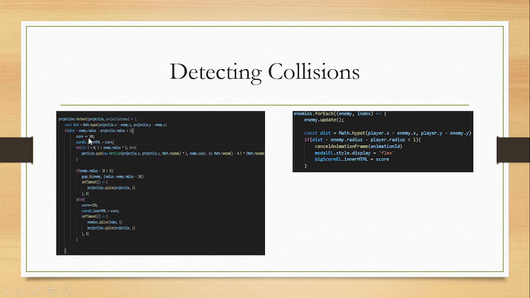For detecting collisions, as you can see here for the projectiles, the score plus equals 100 whenever it hits. Then here, if the enemy radius is larger than 5, only the projectile gets spliced out of its array because the enemy is too large. But if the enemy is smaller than that, then both get spliced out of their arrays because the enemy is dead. And here, if the enemy gets to the player and hits them, it cancels the animation frame, which completely freezes the game. The modal display appears again with the start button, and it also shows your score.